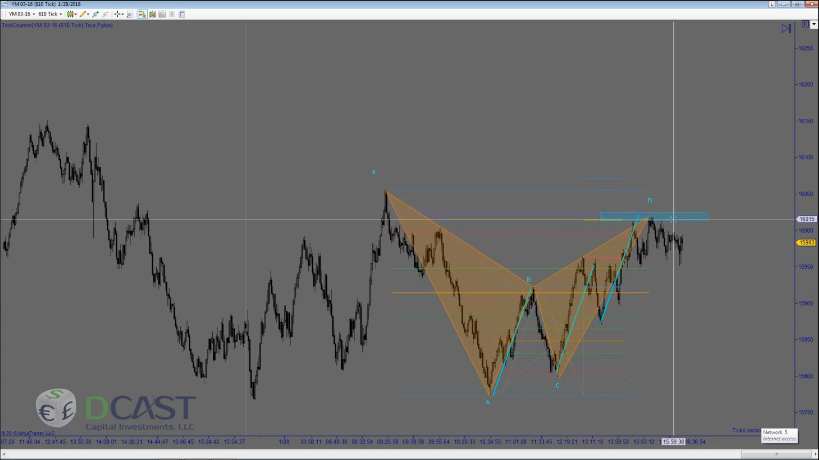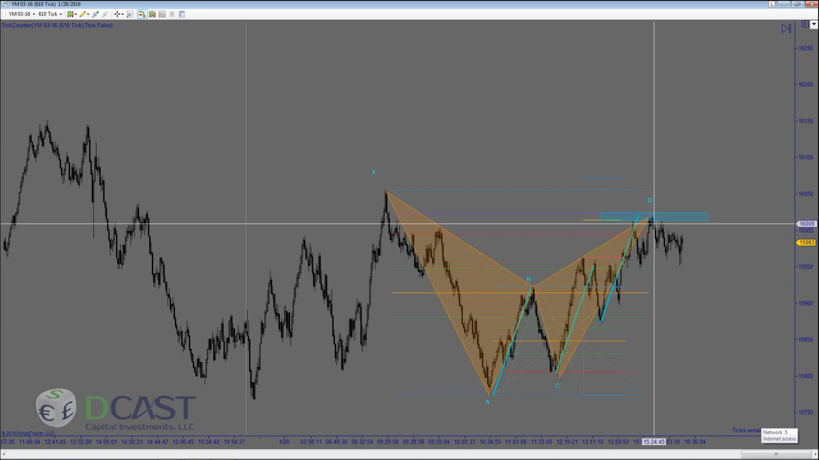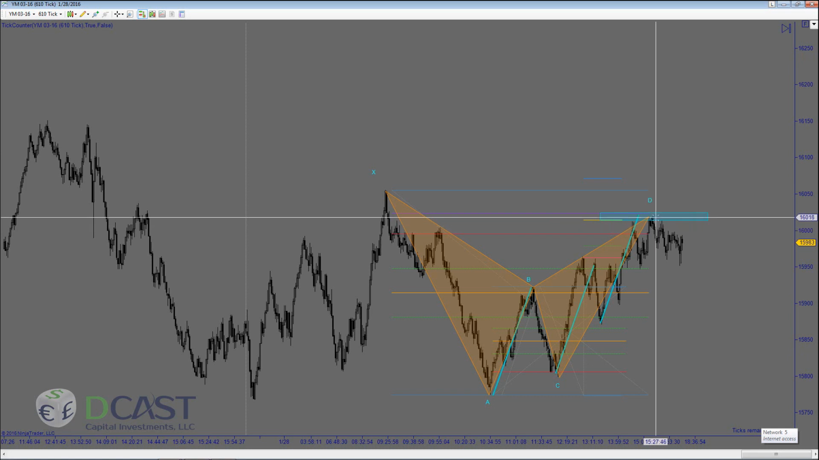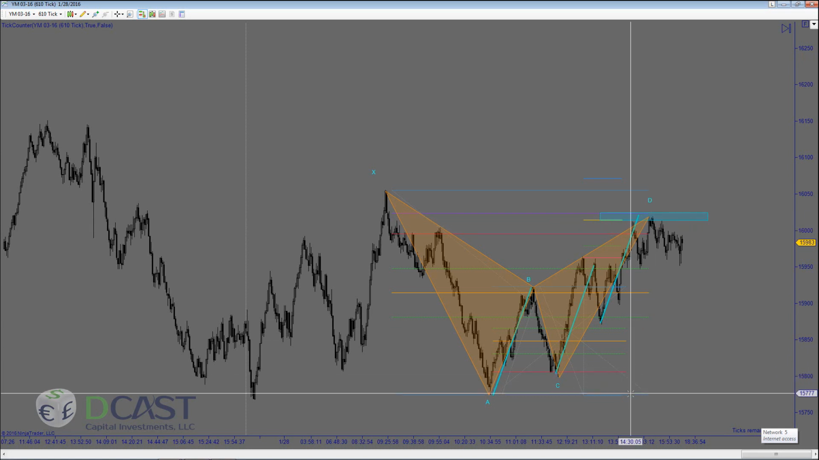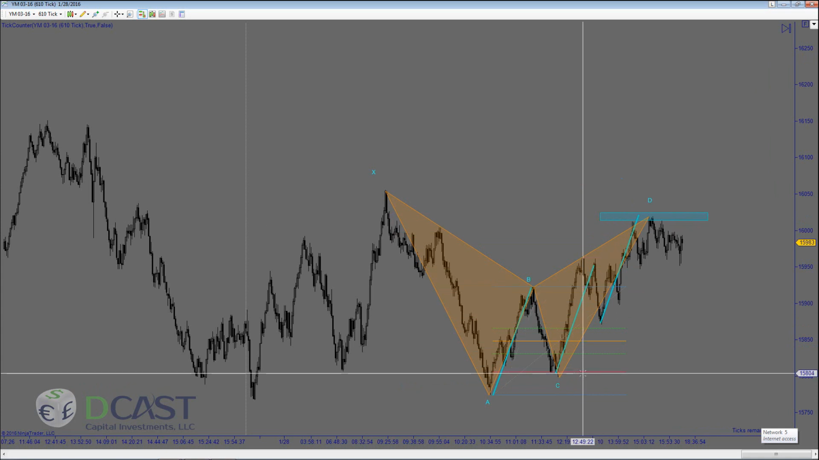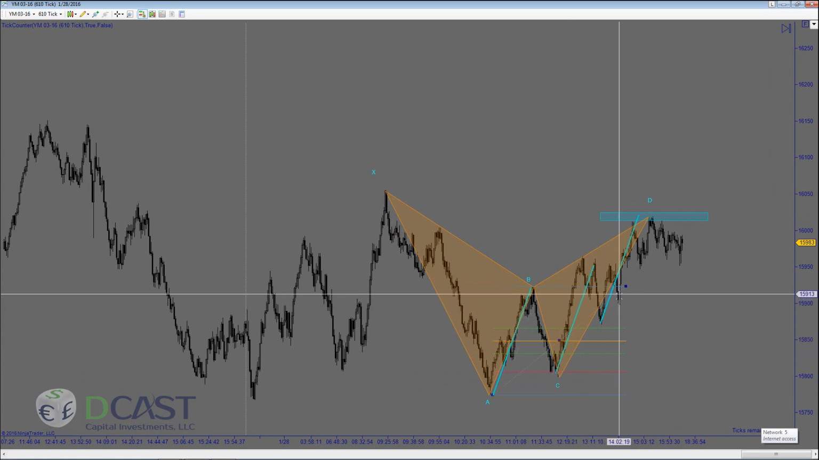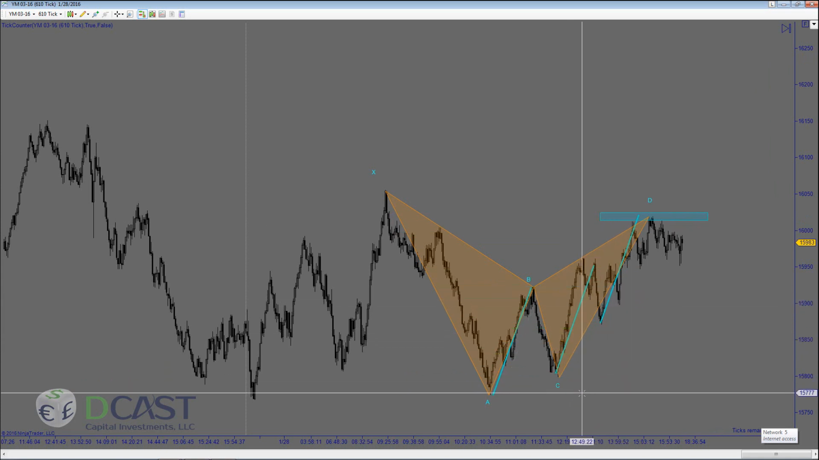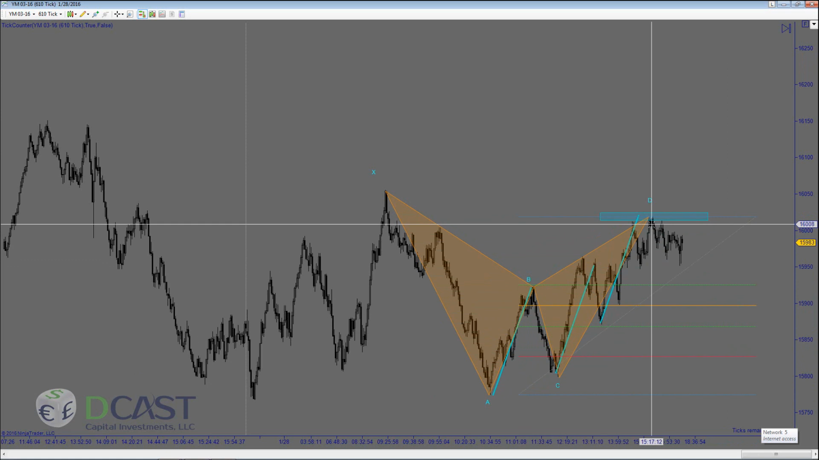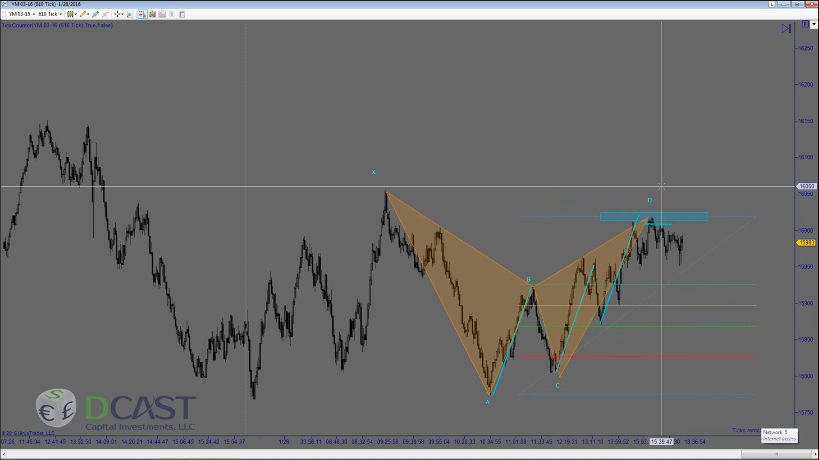Now the entry would have been in here on any one of these candles here. Then you would extend your, erase this, and we would draw low to high. Entry would be here. Entry would be here. Stops above X.